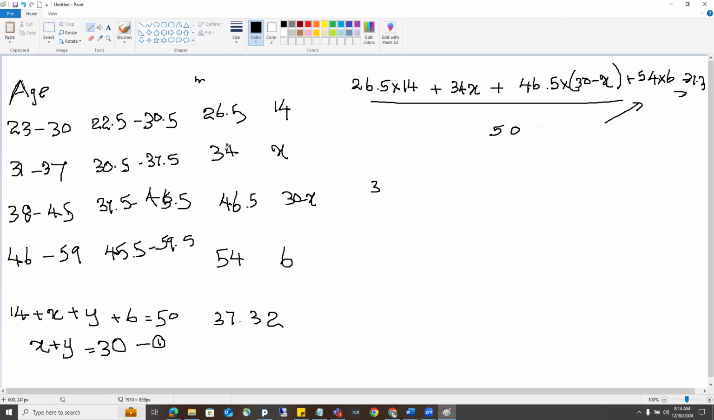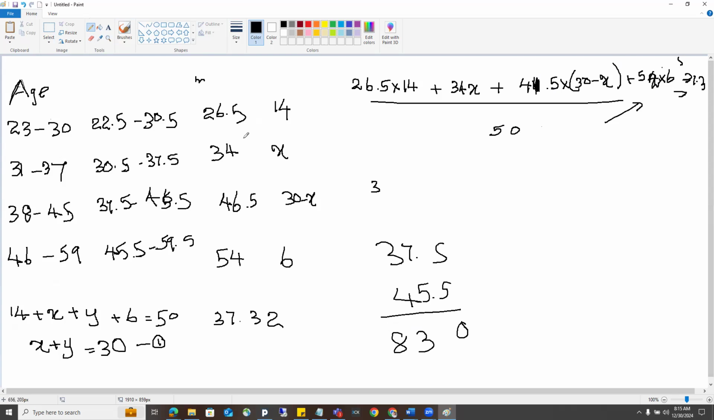From here to here the gap would be 8, right? No, 37.5 plus 45.5, no? Then if we add these two together, then 83. Yes, then 83 divided by 2, 41.5. Yeah, 41.5. And the last midpoint value should be 52.5. Yes, 52.5.